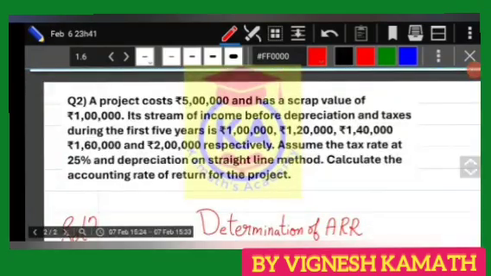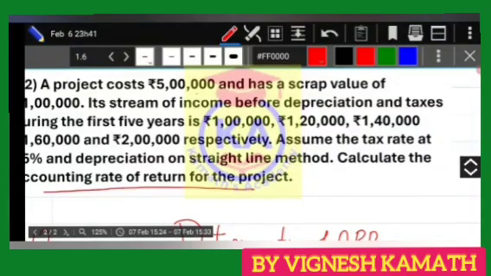Now let's discuss the second question under accounting rate of return. Question number 2. A project costs rupees 5 lakhs and has a scrap value of rupees 1 lakh. Its stream of income before depreciation and tax during the first 5 years is rupees 1 lakh, rupees 1,20,000, rupees 1,40,000, rupees 1,60,000 and rupees 2 lakh respectively. Assume the tax rate at 25% and the depreciation on straight line method. Calculate the accounting rate of return for the project. You have to compute accounting rate of return for the project.